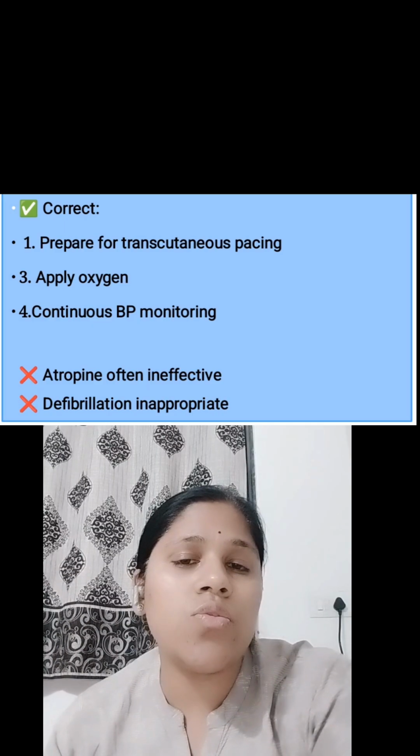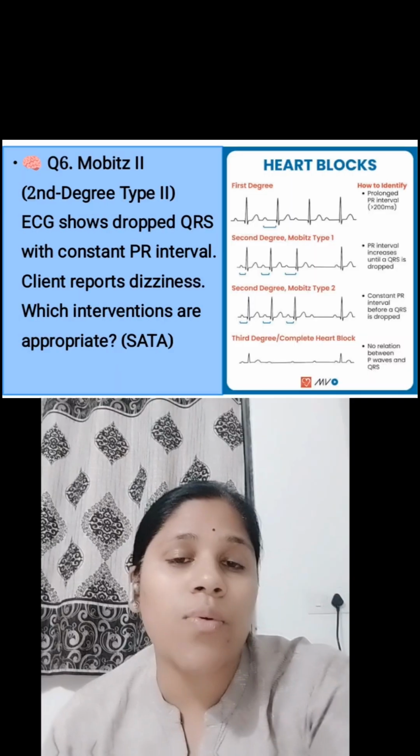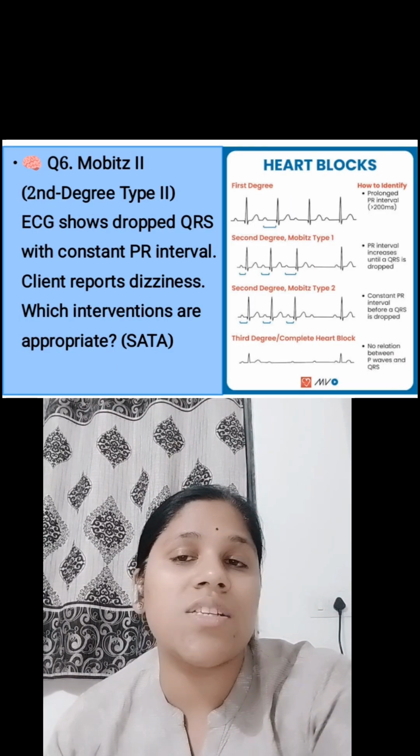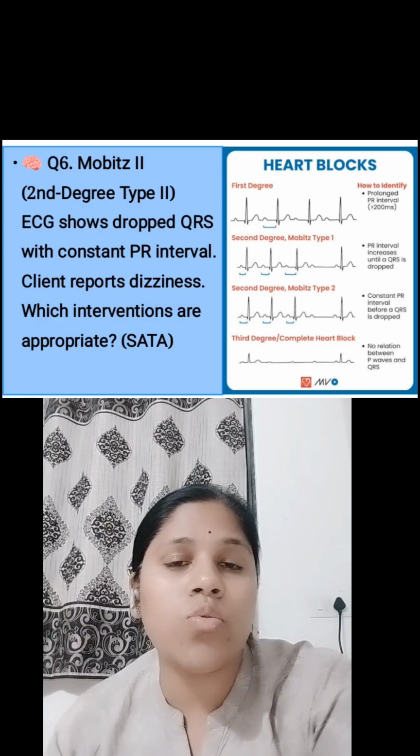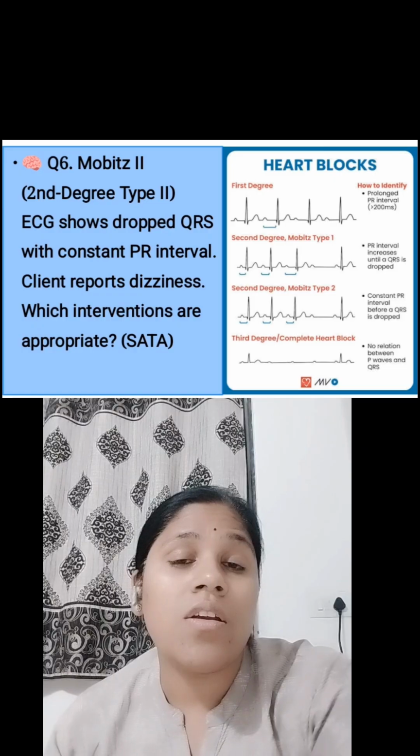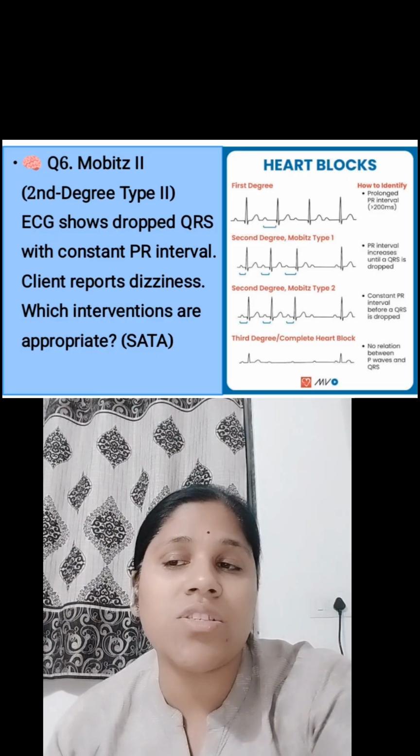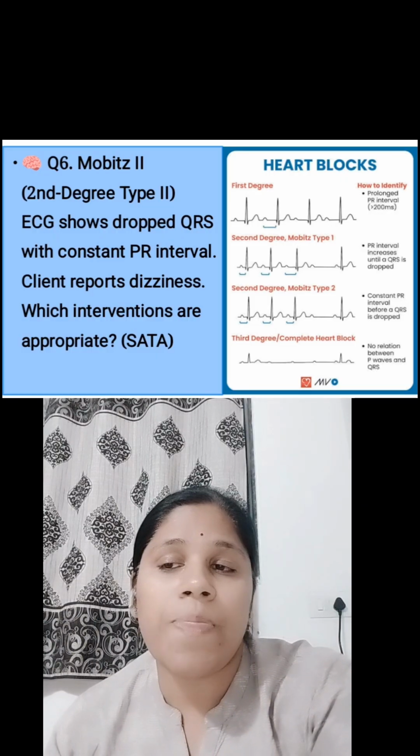Next we are going into the sixth question, that is Mobitz type 2, that is second degree heart block. As I said earlier, Mobitz type 2 is a type of heart block where there is constant PR prolongation. That is, the PR prolongation is constant in each beat until there is a miss of the P wave followed by a QRS, until there is a miss of the P wave.